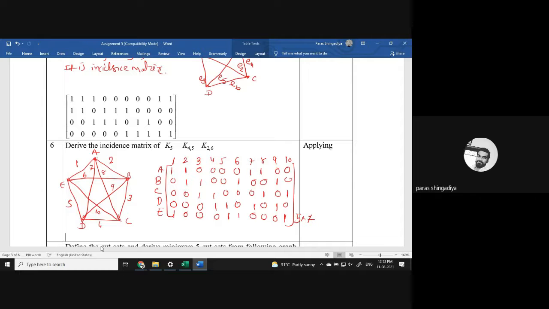And now verify your answer. Okay. So how can we verify that? Each column should have 2 times of 1. सभी column में 1 की entry 2 बार होनी चाहिए. ठीक है? And then it is correct. So first column has 2 times of 1, second column, third, fourth, fifth, sixth, 7, 8, 9 and 10. Okay. So each has 2 times of 1. So that is the answer for K5.